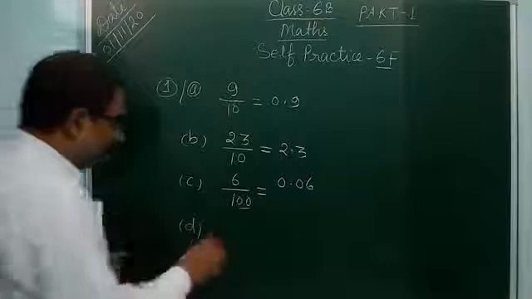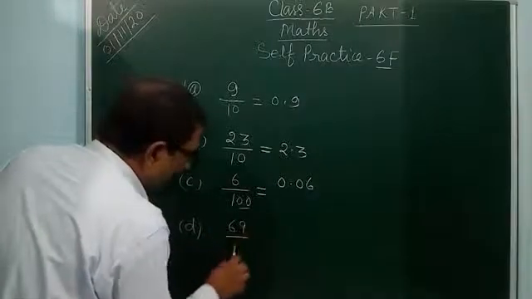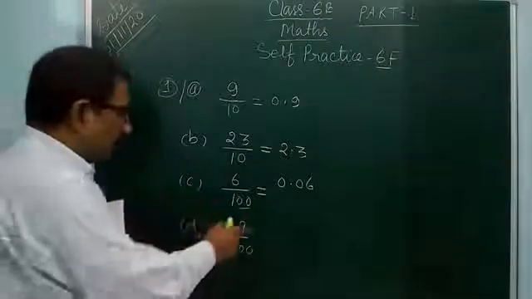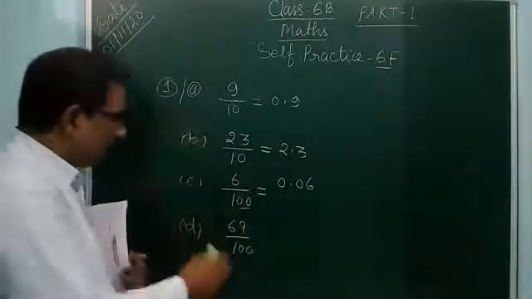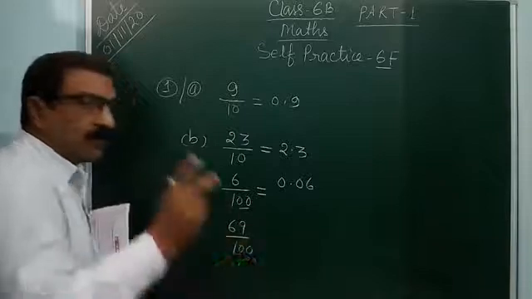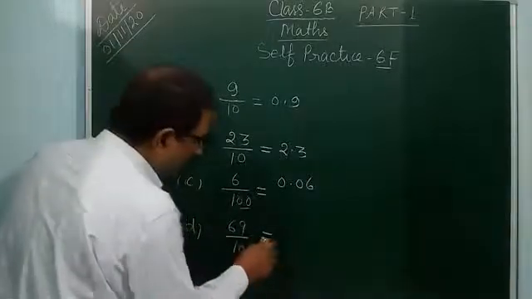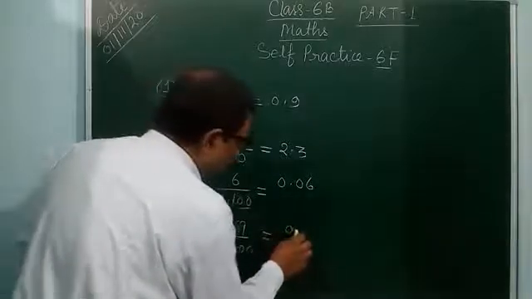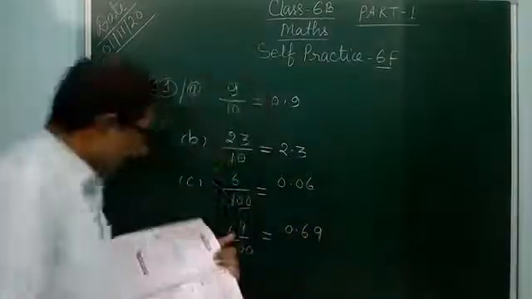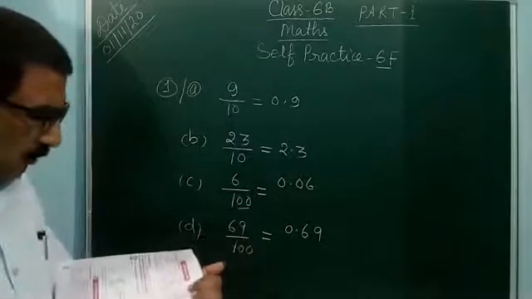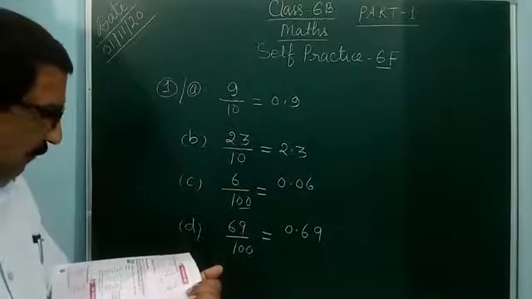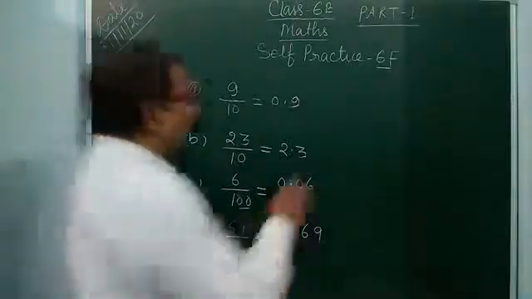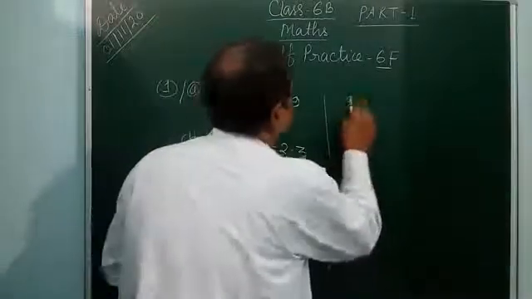After that D, 69 by 100. This number has 2 digit, so here also denominator has 2 0, so you can take this decimal before 2 digit, means 0.69. Like that you can do E, F, G, H, all questions. G, you can see question number G.